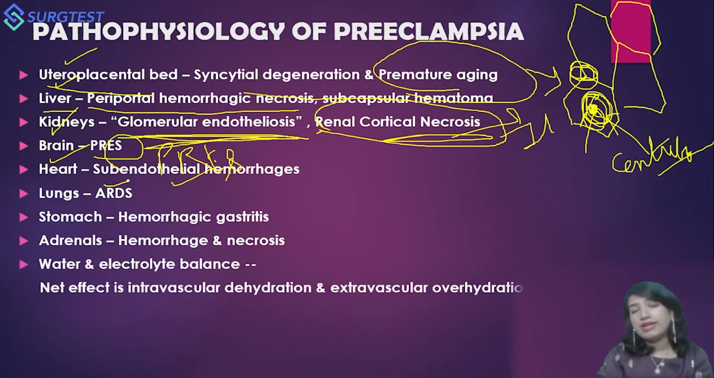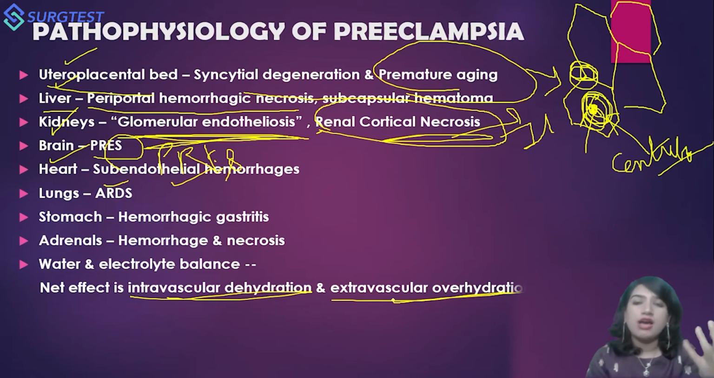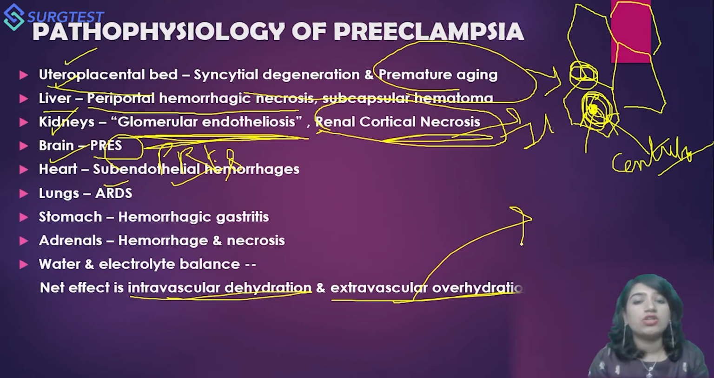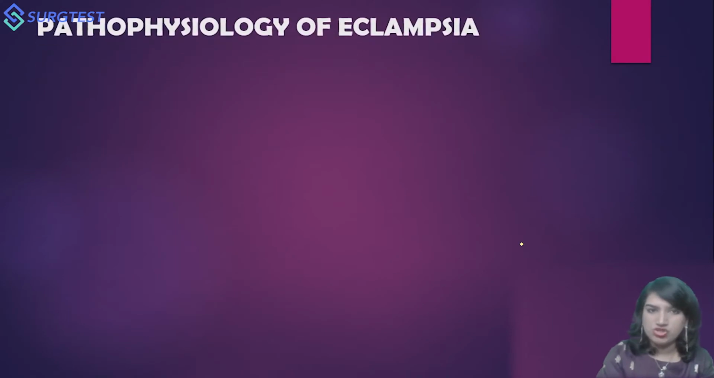If water and electrolyte imbalance is talked of, the net effect is an intravascular dehydration and an extravascular overhydration. It's just like starvation in the midst of plenty. There is a lot of fluid, but it is not in the intravascular compartment. Instead, it has leaked into the third spaces. And lastly, the hematological changes. There is a rising hematocrit, so a hemoconcentration for sure, a falling platelet count, thrombocytopenia, and even disseminated intravascular coagulation in severe cases of preeclampsia.